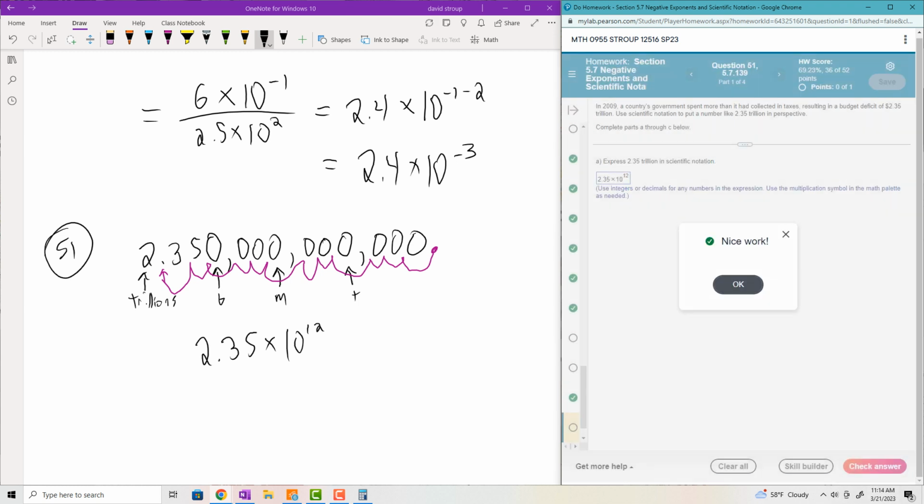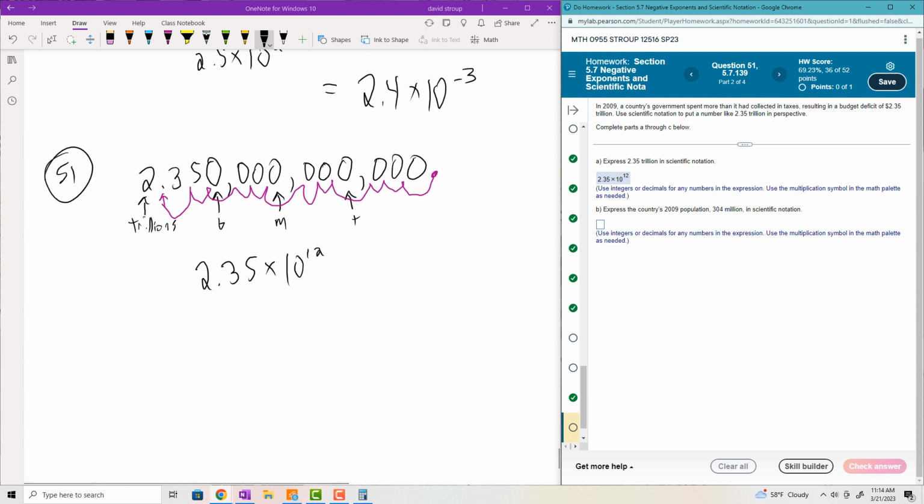Which is a huge number. Okie dokie. The population in 2009 is 304 million. Okay, so 304. The millionths portion is right here.